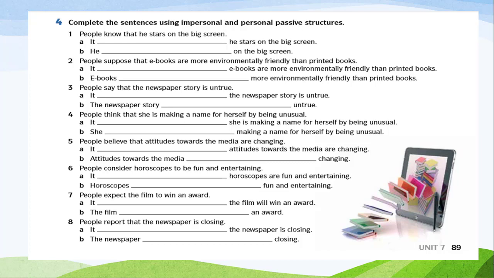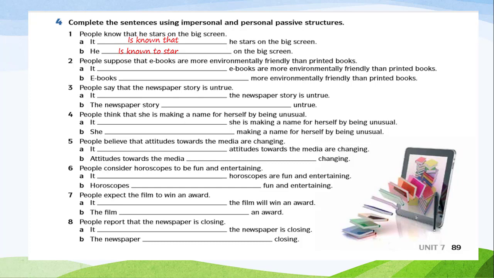So you have to always remember when it is in front of the sentence, it is called impersonal structure. So the first one, it is known that he stars on the big screen. For personal passive structure, it becomes he is known to star on the big screen. Can you see the differences between these two sentences? I hope so. So never mind, let's try sentence number 2.